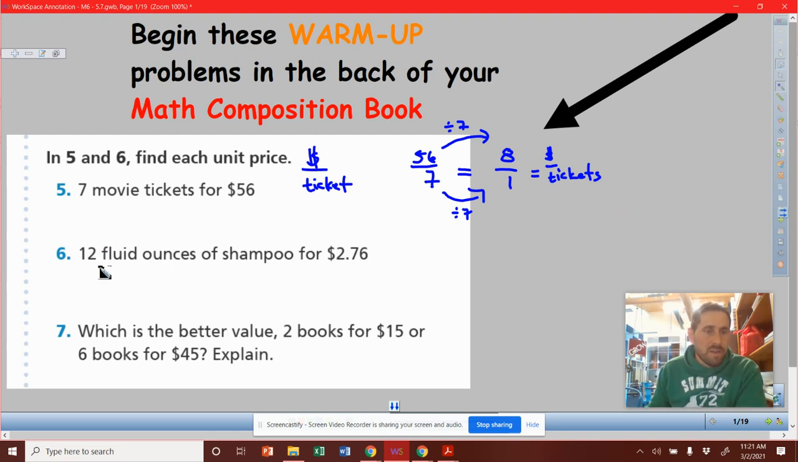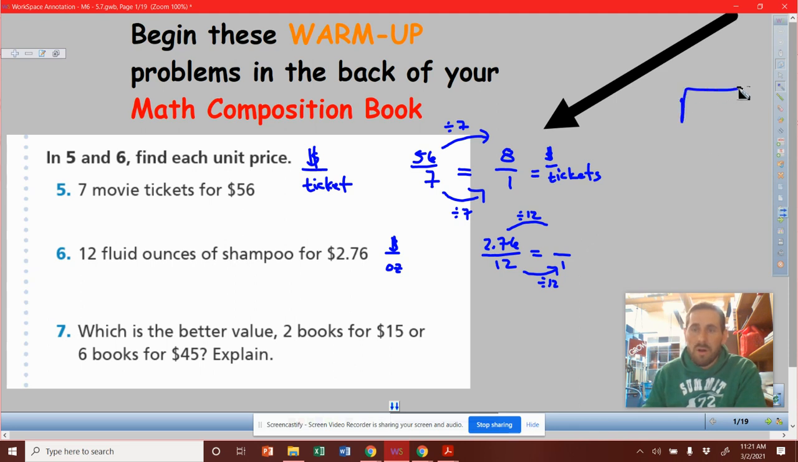So now we're going to look at 12 fluid ounces of shampoo for $2.76. So again, I'm going to put my units, I'm going to find the price per ounce. So right now we know we've got 2.76 over 12 ounces. So we want this 12 ounces to turn into a 1. So we'd have to divide by 12. And the same thing we do to the bottom, we must do to the top. So we're going to divide that by 12 to get our rate.